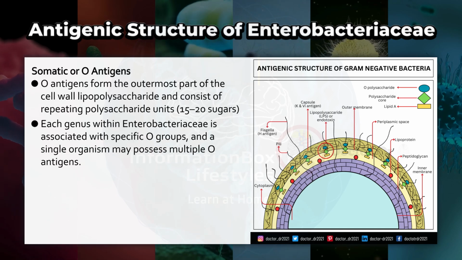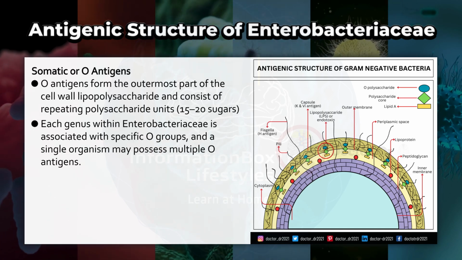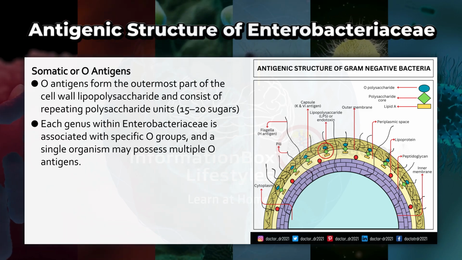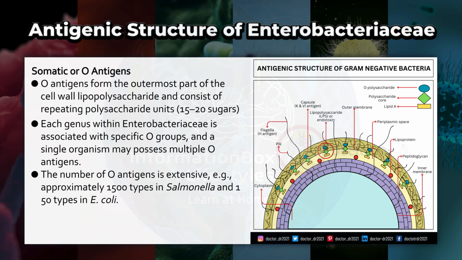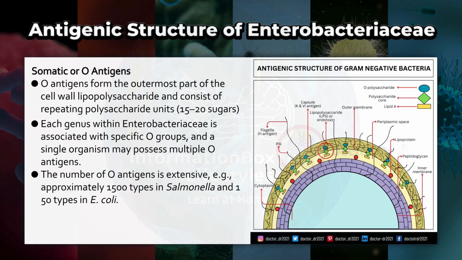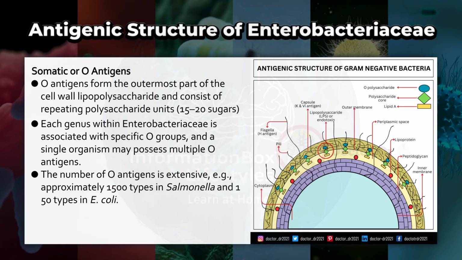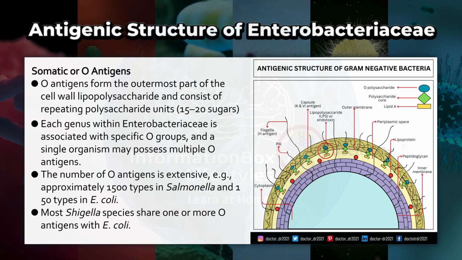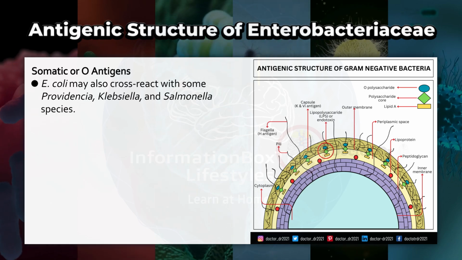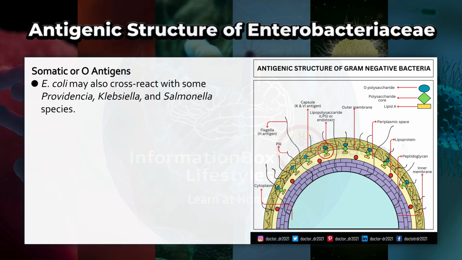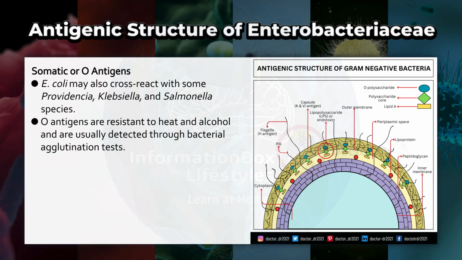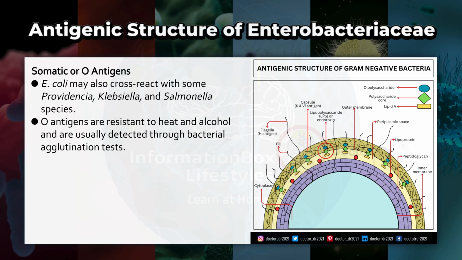Each genus within Enterobacteriaceae is associated with specific O groups, and a single organism may possess multiple O antigens. The number of O antigens is extensive, e.g., approximately 1,500 types in Salmonella and 150 types in E. coli. Most Shigella species share one or more O antigens with E. coli. E. coli may also cross-react with some Providencia, Klebsiella, and Salmonella species. O antigens are resistant to heat and alcohol and are usually detected through bacterial agglutination tests.